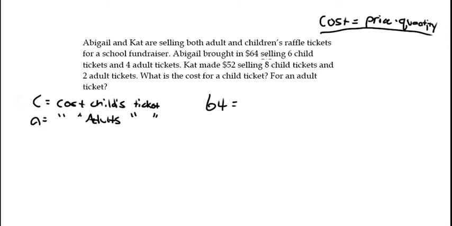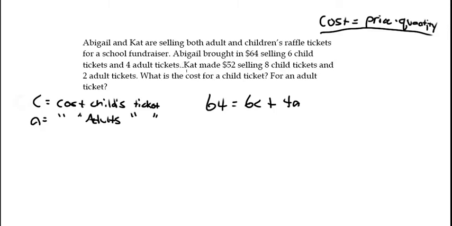Well, we know what the quantity is. She sold 6 child's tickets. And what's the price? The price is C. We don't have a numerical value for it, obviously, because we're trying to solve for it, but we're going to put that there. So 6C. Now, what about the adult tickets? We know that she sold 4. So the quantity is 4, and then the price is just A. I put cost on here, and it's probably confusing. I probably should have put price for this, okay? So with this, that's the first one. We've got one equation. We're looking good.